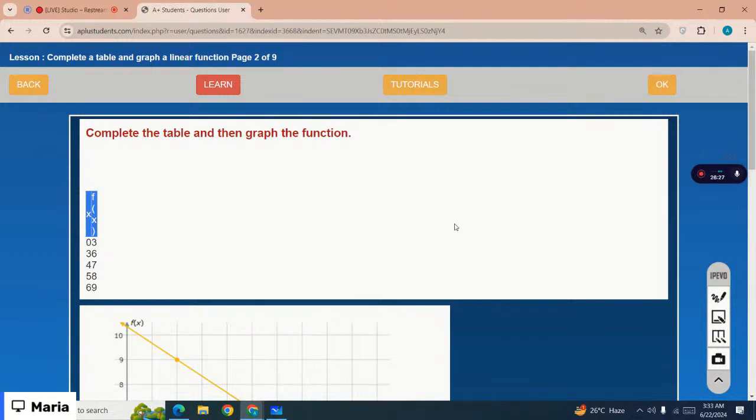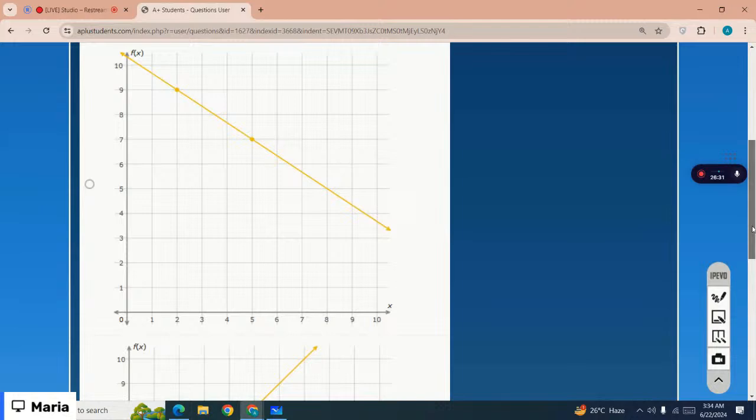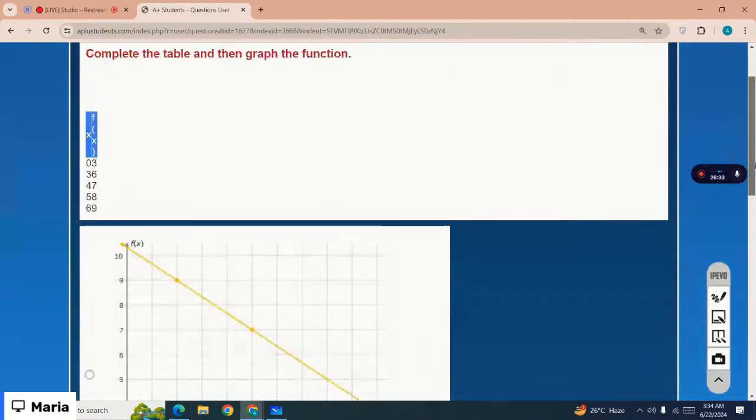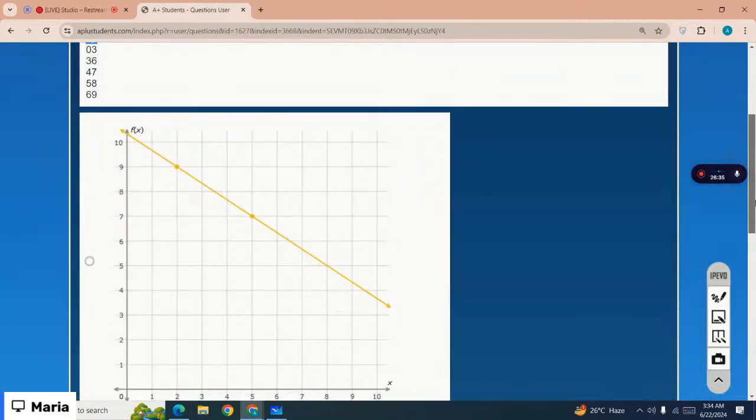Complete the table, then graph the function. So your table is already completed. Let's just match the table of values with the graph and see which is the correct function. Okay, so let's match it with the first one. X is 0, y is 3. So x is 0, y is 3 is this point, right?